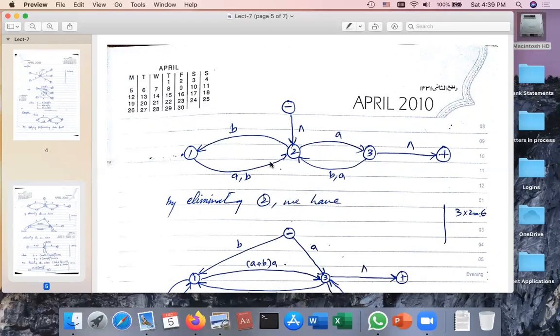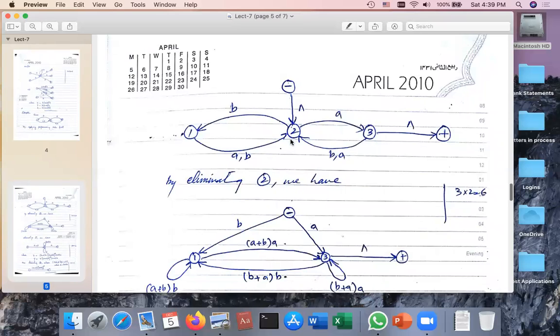Which is the removal of the states. And in the first step, we are going to eliminate state number 2. I can remove state number 1 or state number 3. But okay, let's see what will happen if I remove state number 2. By eliminating 2, incoming edges are 3, outgoing edges are 2. So 3 multiplied by 2 is equal to 6. 6 edges I have to introduce.